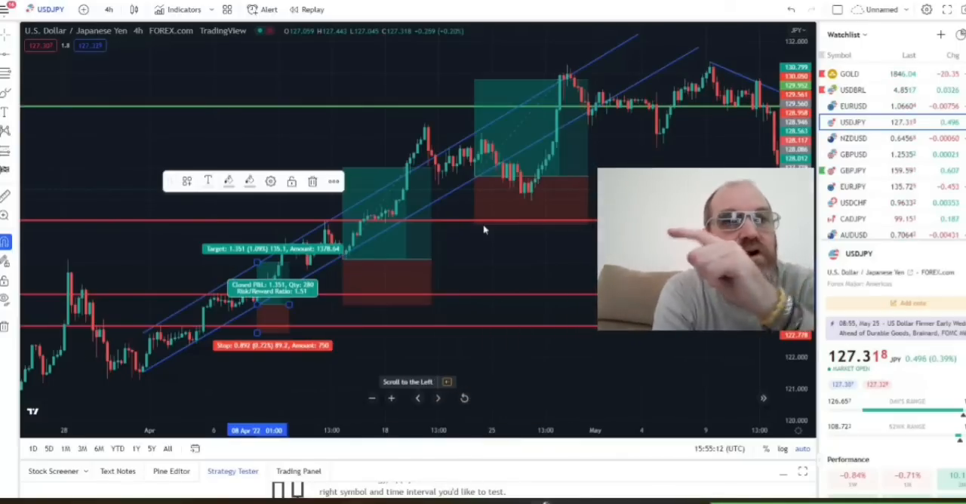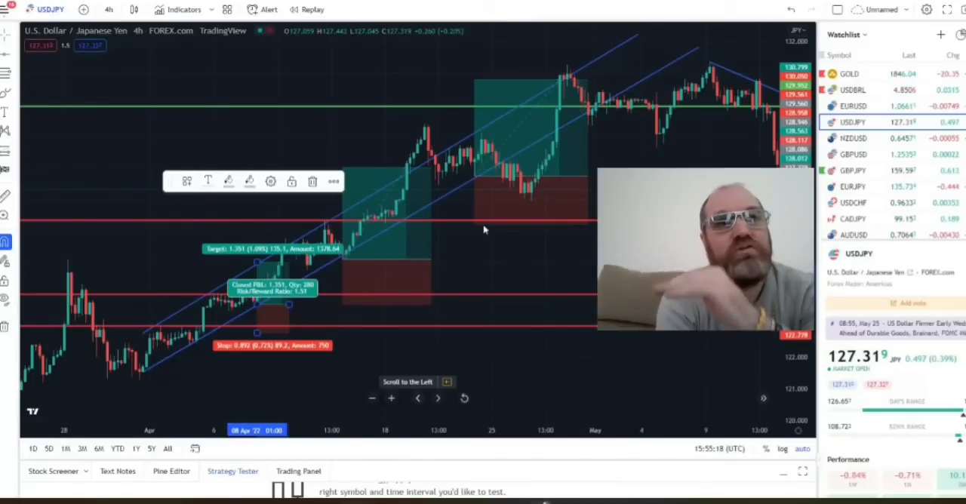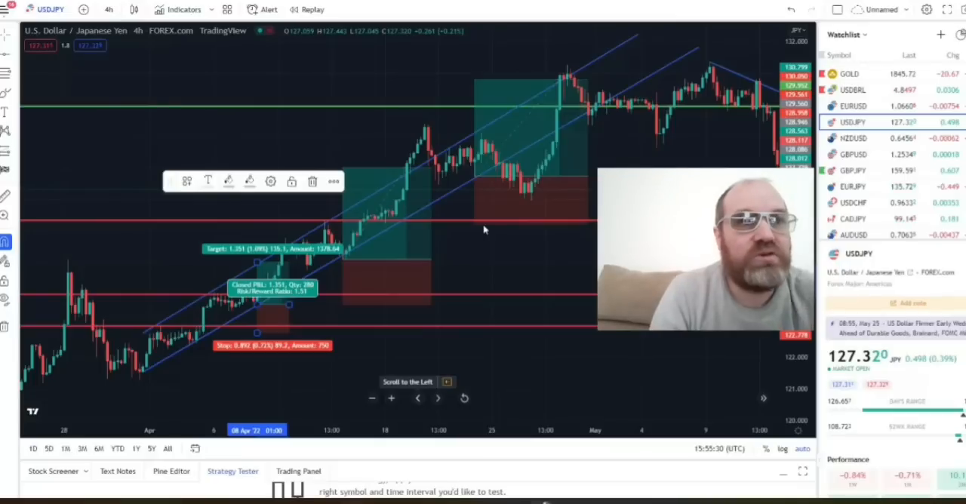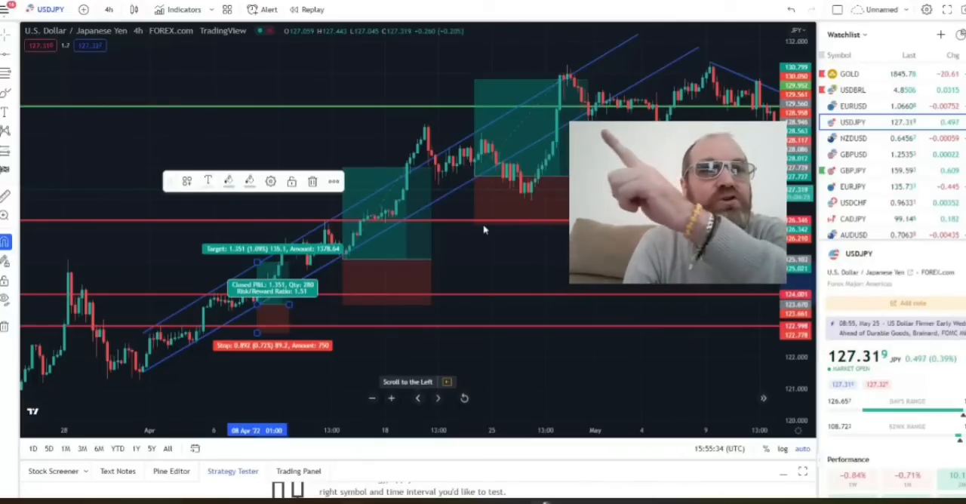So always mark up your support and resistance and always take the stop loss a little below, because if the market chooses to go down below, then it's a trend change. But I will not only show you winners. Here would be basically our first loser.